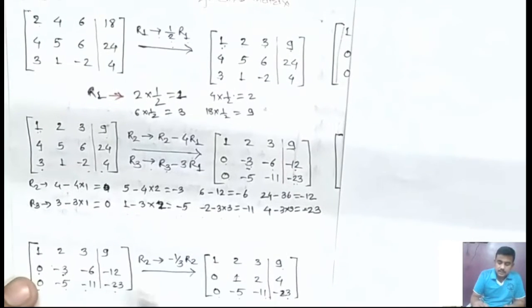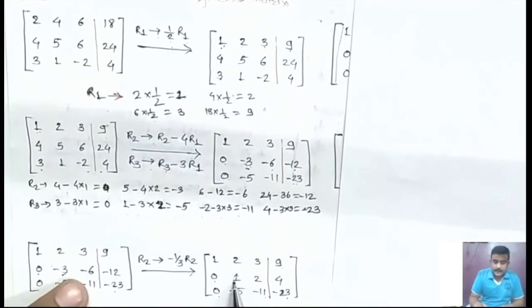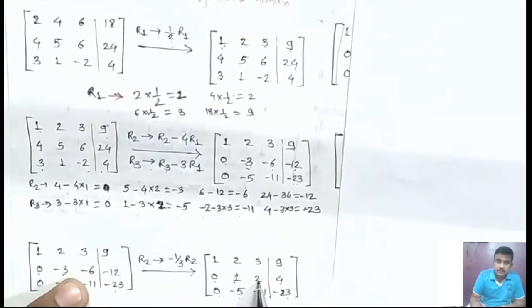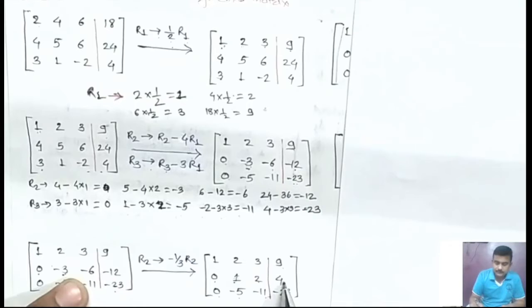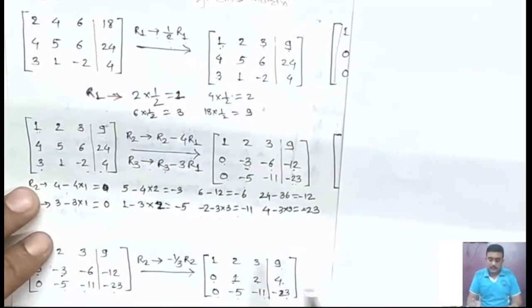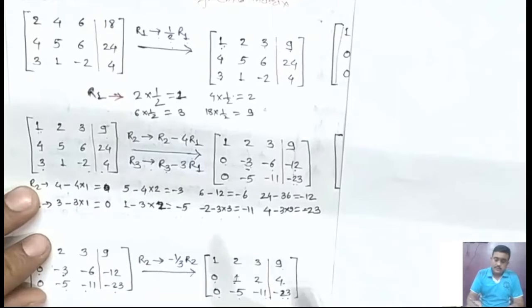That's why 0 into minus 1 by 3, 0. Minus 3 into minus 1 by 3, 1. Minus 6 into minus 1 by 3, value will be 2. Minus 12 into minus 1 by 3, value will be 4. So the new matrix is 1, 2, 3, 9, 0, 1, 2, 4, 0, minus 5, minus 11 and minus 23. Now we get 1 at this position.